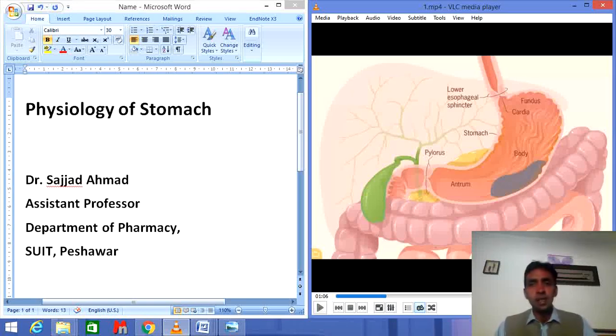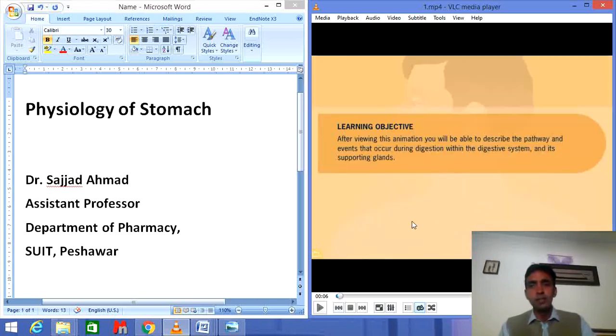Bismillah Rahman Rahim. Today we are going to learn about the physiology of the stomach. The stomach is the enlarged J-shaped structure of the alimentary canal that is responsible for the major portion of digestion of food. In the previous lecture, we learned about the physiology of the oral cavity.